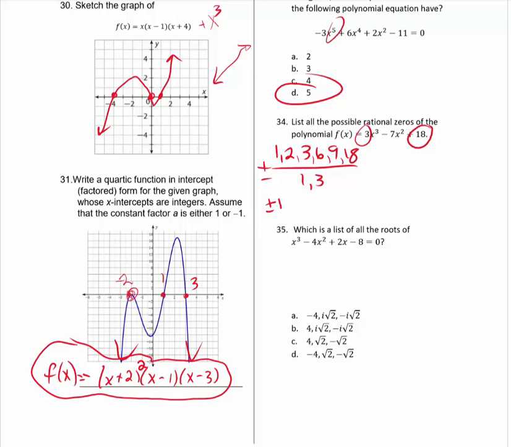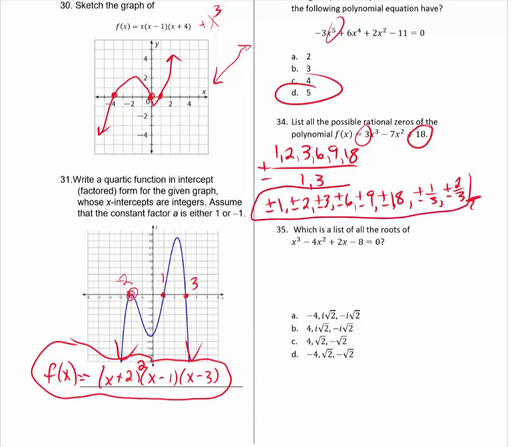we got. So like 1 over 1 is 1, 2 over 1 is 2, 3 over 1 is 3, 6 over 1 is 6, and 9, and then 18. But then we've got 1 over 3, and then 2 over 3. Oh, a bunch cancel out. I'm running out of room. 3 over 3 is 1. 6 over 3 is 2. We've already got those. 9 over 3 is 3. And 18 over 3 is 6. So, phew. These are all the possible rational zeros.